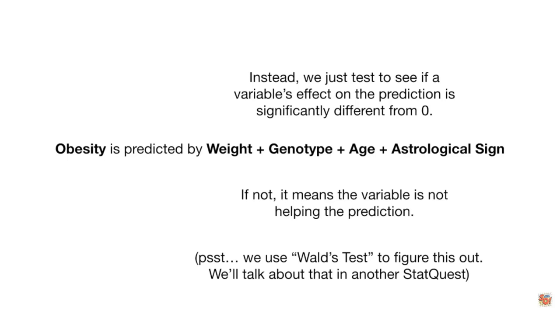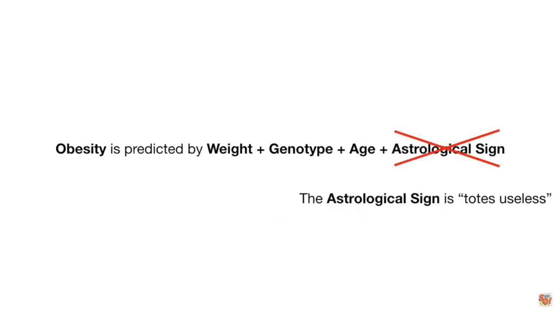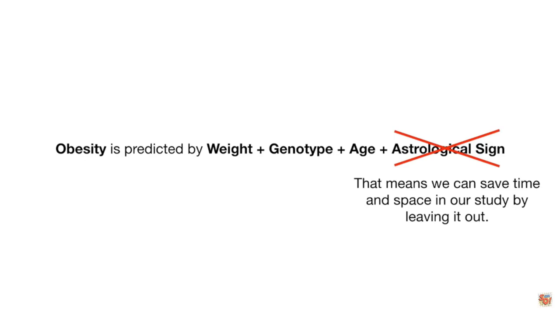If not, it means that the variable is not helping the prediction. We use Wald's test to figure this out. We'll talk about that in another StatQuest. In this case, the astrological sign is totes useless. That's statistical jargon for not helping. That means we can save time and space in our study by leaving it out.